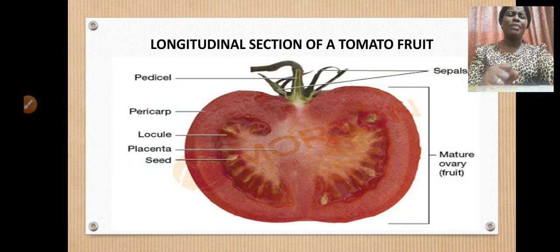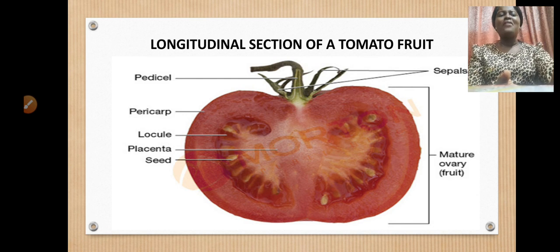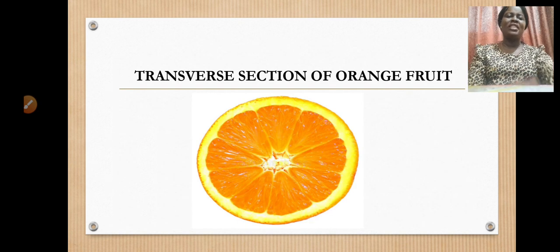Looking at the specimen of the tomato fruit. This is the longitudinal section of a tomato fruit. And when we say longitudinal, like I said earlier on, it is cut what? Vertically. Beautiful. Excellent. Now the transverse section. When we cut transversely, we cut horizontally. This is a transverse section of an orange fruit.